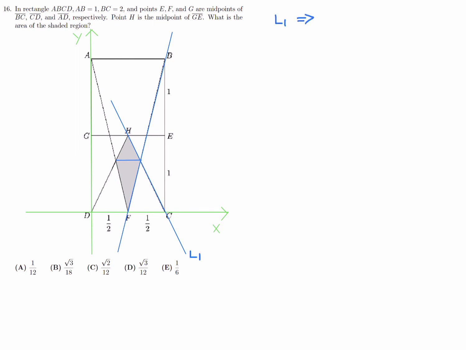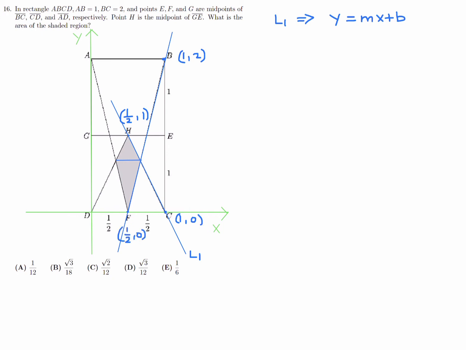So first let's figure out the equation of L1, that one right there. As always, the equation is of the form y = mx + b. Let's label some points that we can substitute in. Based entirely on the question and the information given, this point right here, C, is (1, 0). This point up here, H, is (1/2, 1). I will also add B, since I'm going to need that. That's (1, 2). And one more point down here, F, that is (1/2, 0).